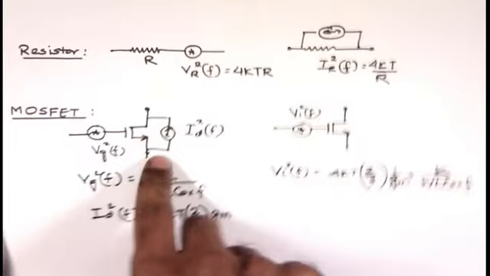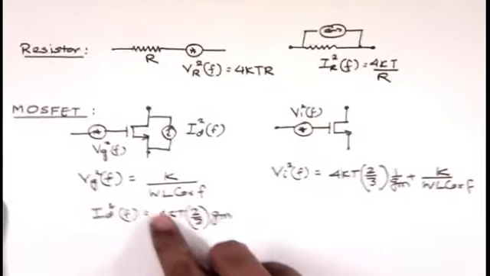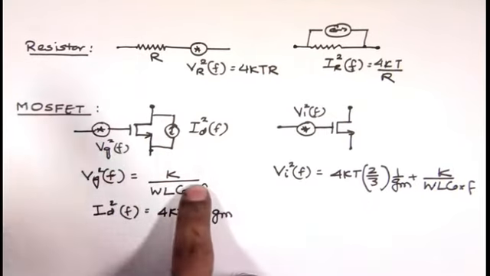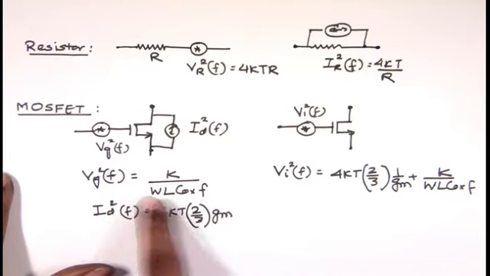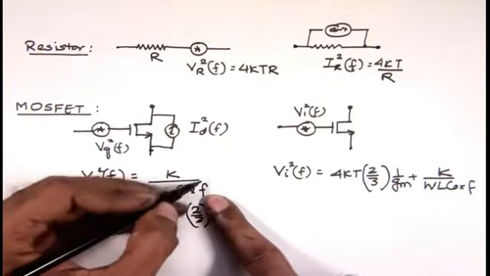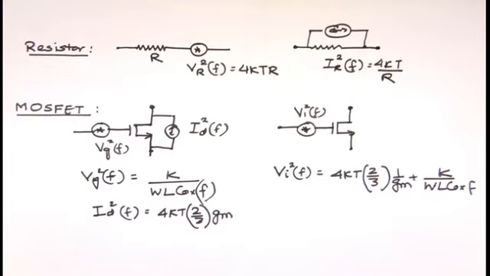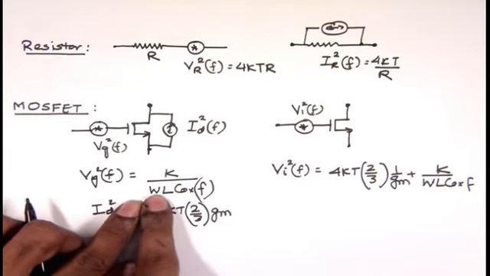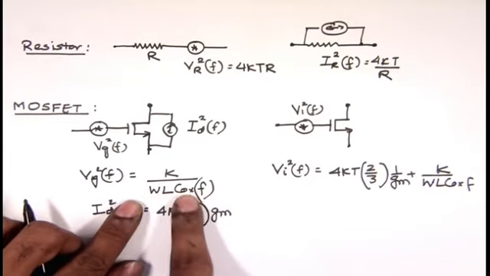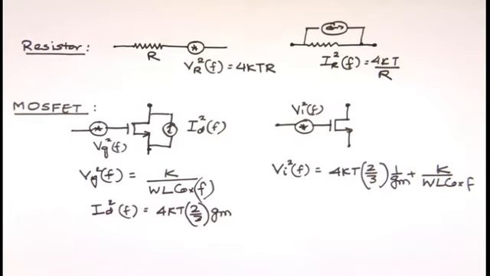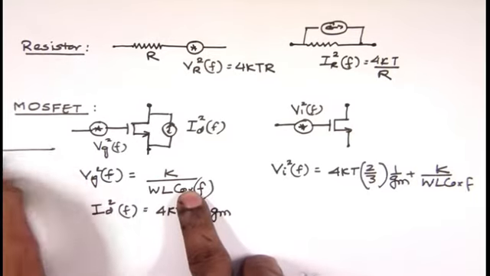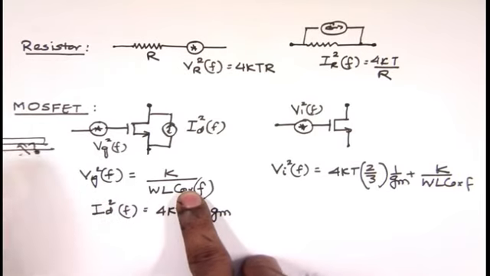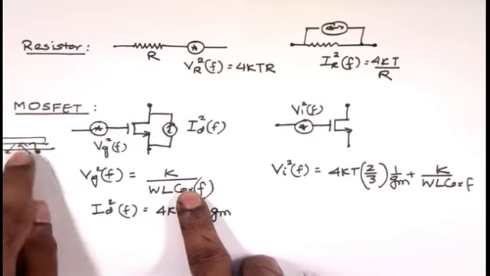Next we have the MOSFET, for which once again you might have already seen the two major noise sources are the flicker noise, which is given by K, which is a constant, upon W L Cox times f. So this is having 1 upon f dependency. So this is called 1 upon f noise also commonly. It is having inverse dependency on the area and also capacitance. It happens because of random fluctuation of electrons and their transport across the oxide and trapping in the oxide.